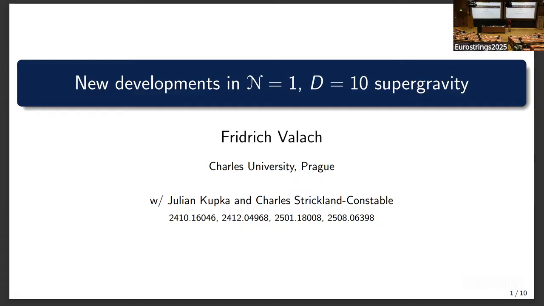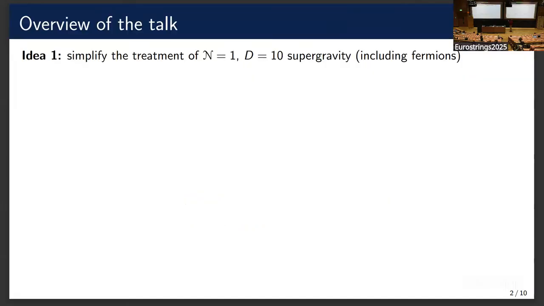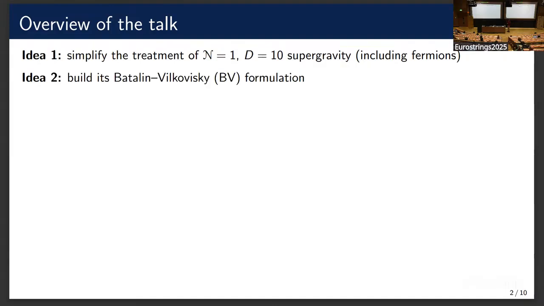So what I want to talk about is some new developments in the relatively old subject of N equal 1, D equal 10 supergravity. There will be two topics that I want to talk about. One of them is a simplification that one can do in order to study the N equal 1, D equal 10 theory, including fermions, to all orders. And the second one is how to build a BV formulation of this theory. As far as we are aware, this is the first time that a BV formulation of a higher dimensional supergravity has been written down in a background independent way.